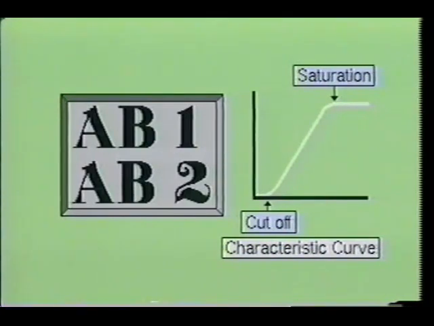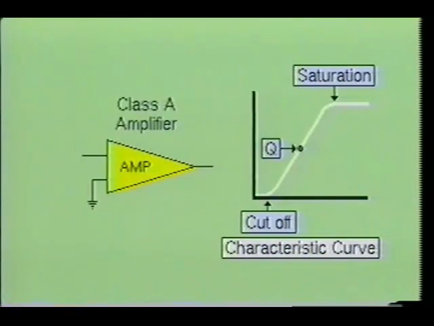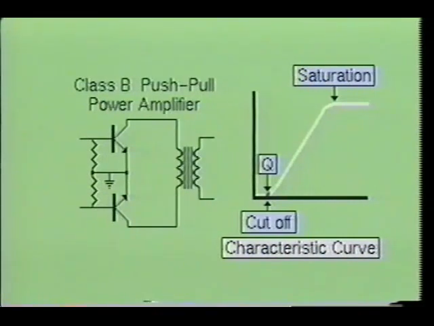Another class of amplifier operation is the Class AB1 and Class AB2. As you recall, the Class A amplifier was biased at the center of the linear portion of the characteristic curve, and this resulted in lower distortion. The Class B amplifier, on the other hand, was biased at the cutoff point on the curve, which resulted in a more efficient circuit, but also some distortion.